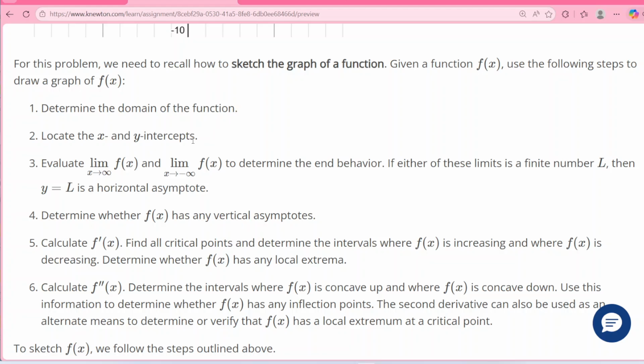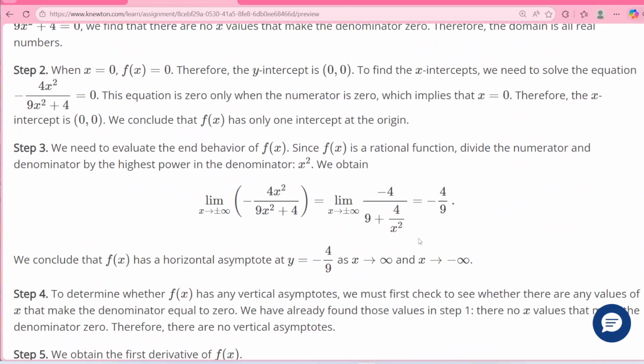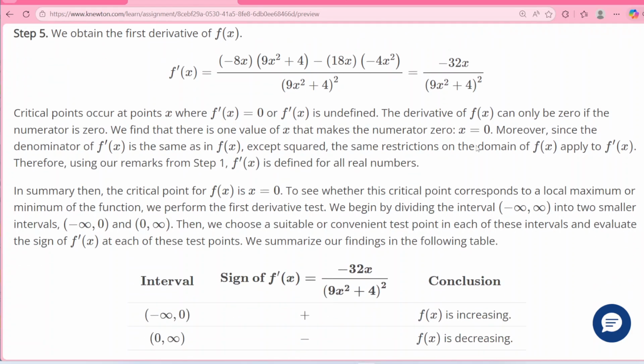See domain, x and y intercepts, limits at infinity, asymptotes. Look at the first derivative, find the critical points. Where is it increasing, decreasing? Local extrema. Second derivative, where is it concave up, concave down? Inflection points, right? So they go through all this, and like I said, I messed up. Yeah, see, this was the first derivative, -32x, not what I had. So my apologies once again. I can't apologize enough for that.